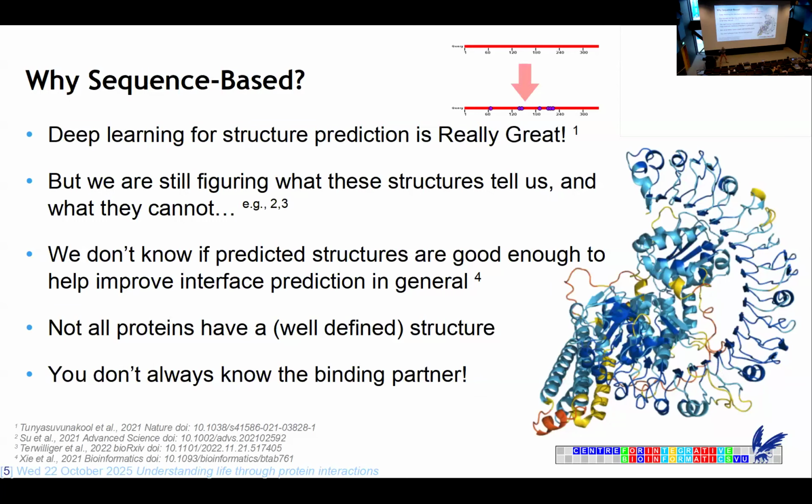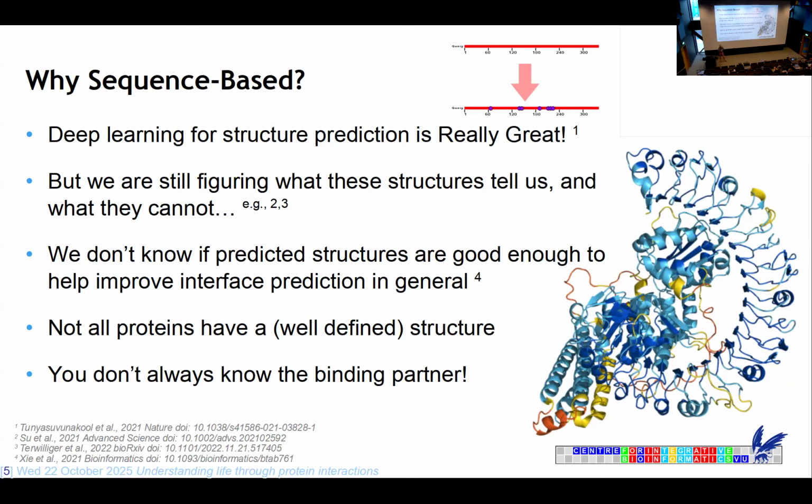And why sequence-based now that we have AlphaFold? Well, not all proteins have a structure. For not all proteins that have an AlphaFold prediction do we know how good it is. We know how good it is for proteins that look like crystallized proteins, because that's what AlphaFold was trained on, and that's what we can benchmark it on. But we don't know how good AlphaFold is on proteins that are hard to crystallize, because we don't have crystal structures of them, or very few.